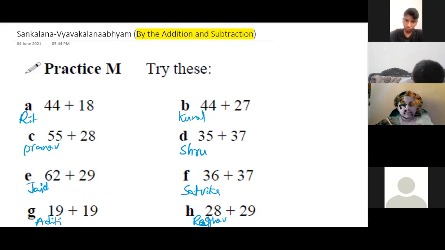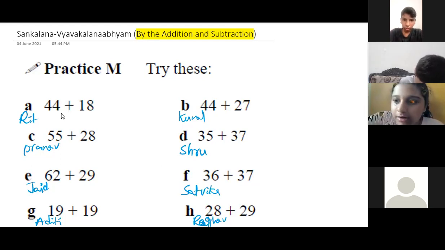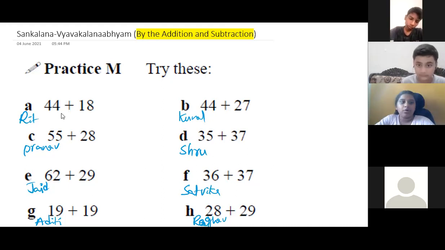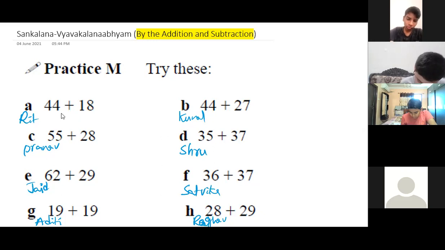Sir, may I know what's going on, because I'm unable to understand? This is a Vedic math class. What is the topic going on now? Basic additions and subtractions only. Today we are going to start multiplication also.